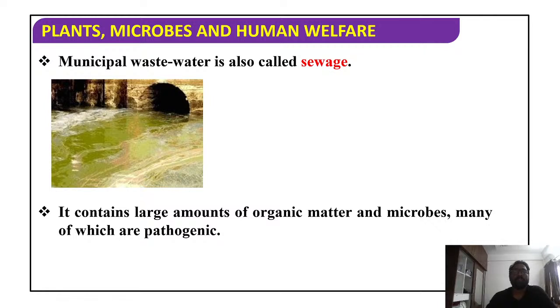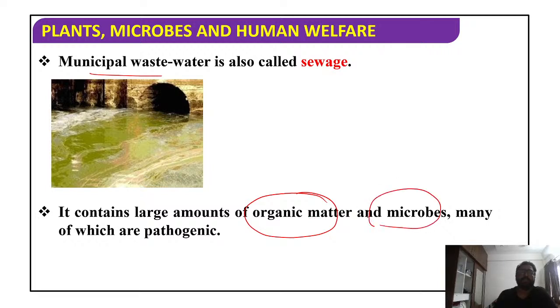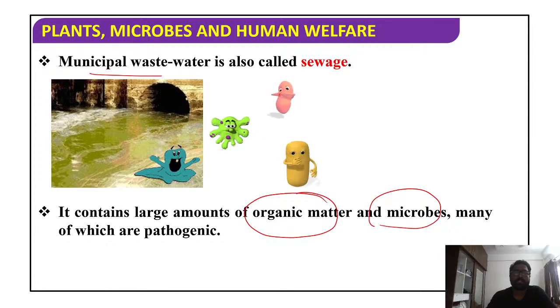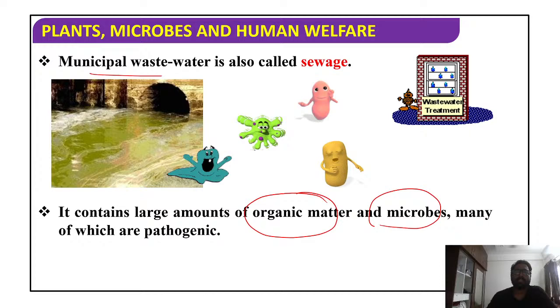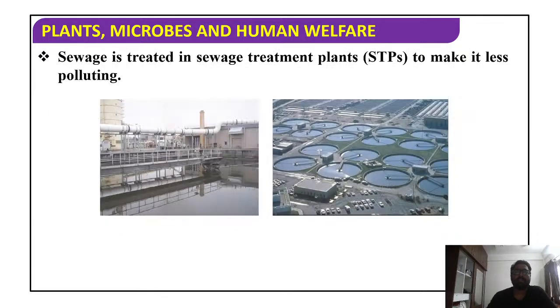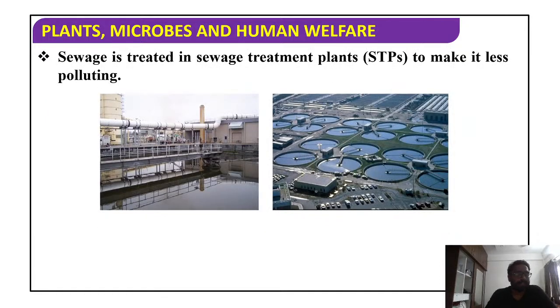Before going into that, you have to understand, students, what is meant by sewage. Keep in mind that municipal wastewater is called sewage. It contains a large amount of organic matter, and because of this organic matter many microbes will grow. Because of that pollution takes place, and many of them are pathogenic also. They cause disease to everyone. So that's the reason it is a requisite to do a method that we call sewage treatment. Sewage is treated in sewage treatment plants to make it less polluting.